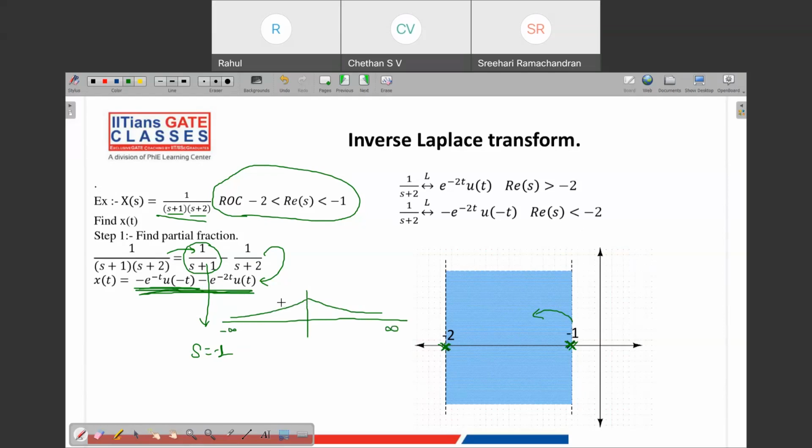Since this is a both-sided signal, its ROC will be a strip between two vertical lines. That is another way to verify this. When you take the inverse Laplace transform, if the signal is both-sided, ROC will be a strip between two vertical lines. And you see this is both-sided. This will be right-sided, and this will be left-sided. Anyone has any doubt here?